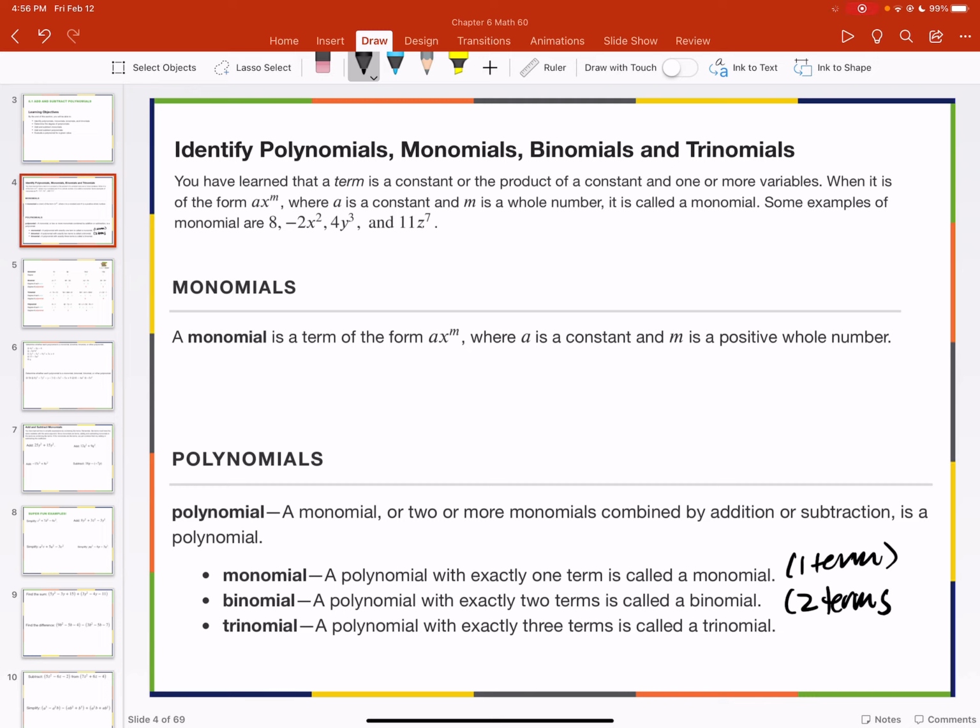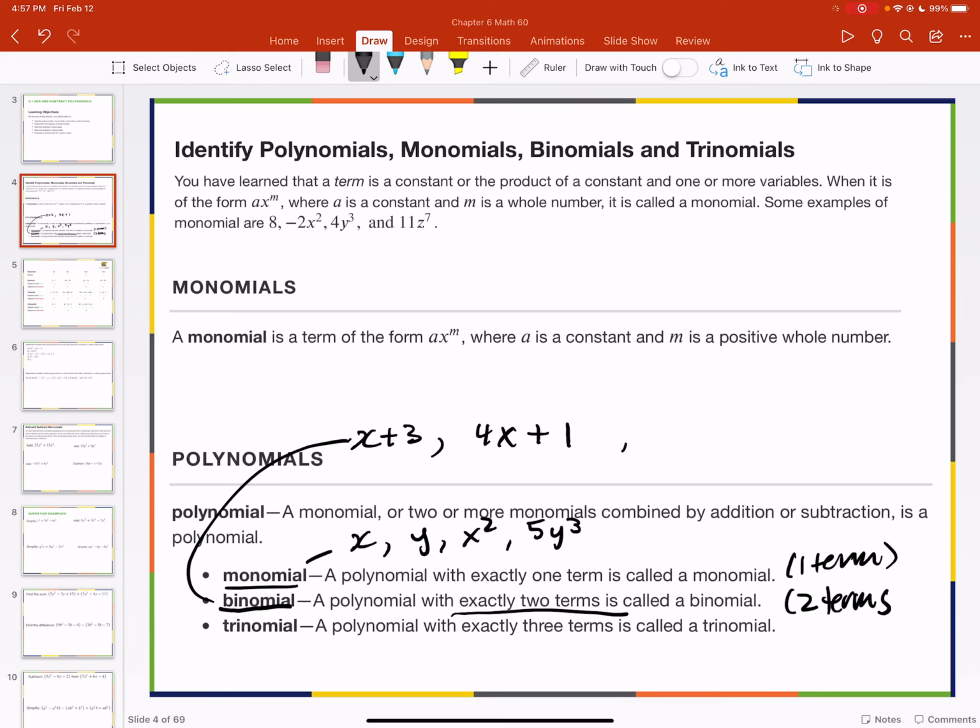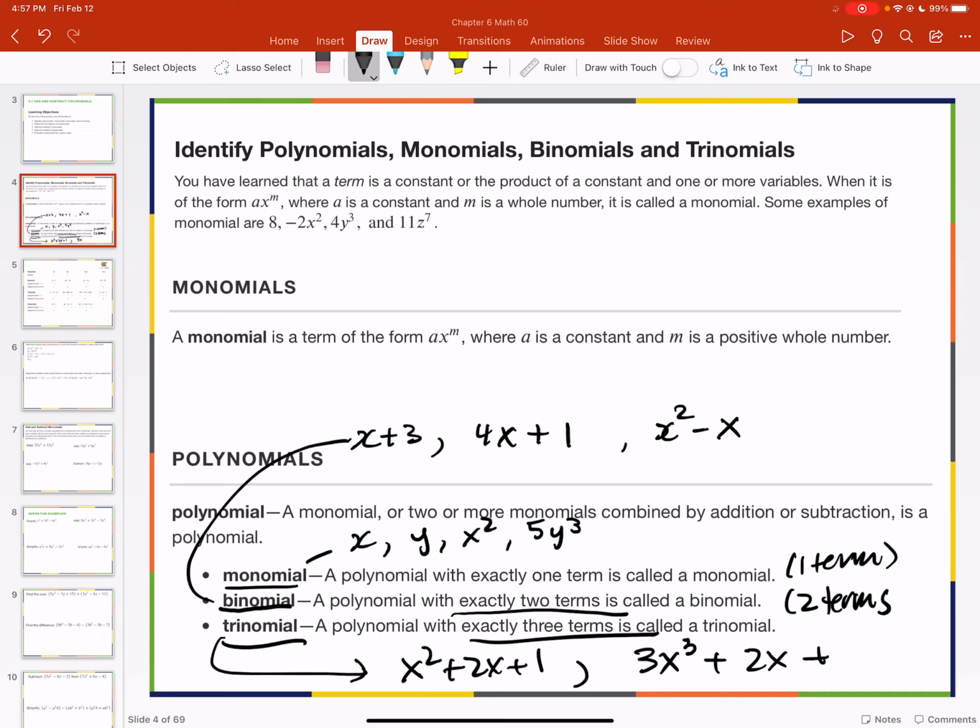So here's an example of a monomial. A monomial would be like x or y or x squared or 5y to the power 3 or something like that. And then a binomial has exactly two terms. So an example of that would be x plus 3, 4x plus 1, x squared minus x. So these are binomials. And then trinomial, you guessed it, has exactly three terms. So like x squared plus 2x plus 1, or 3x cubed plus 2x plus 1. So three terms, 1, 2, 3.